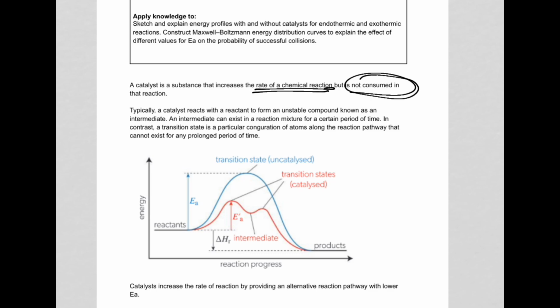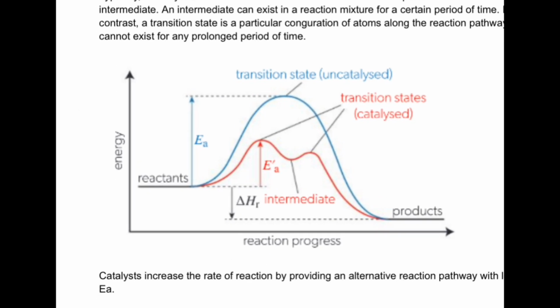Now, if we look at this graph here, at this energy profile diagram, you will see the transition state. So the transition state, if you still remember, it is a very unstable state and it cannot be isolated. In this transition state, you have bonds being formed and bonds being broken at the same time.